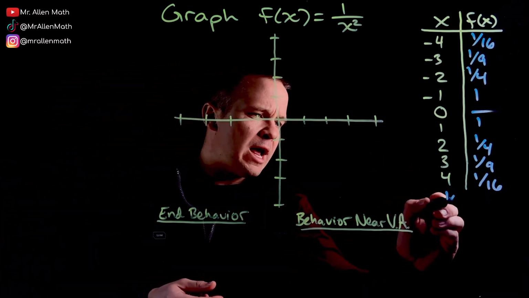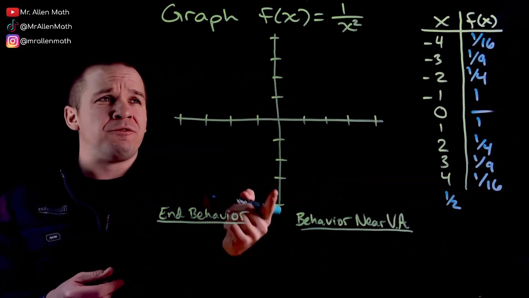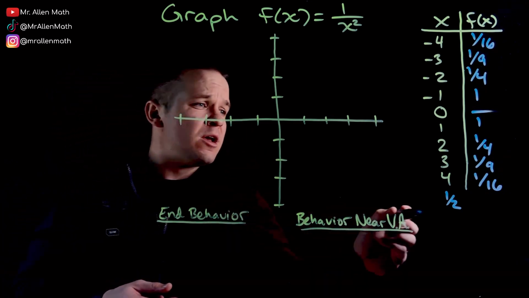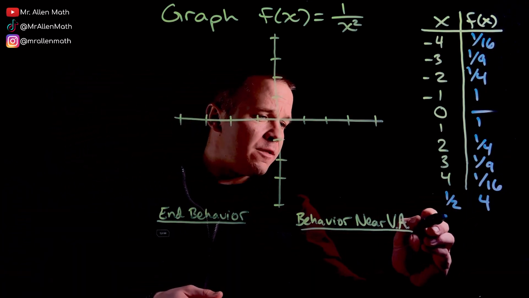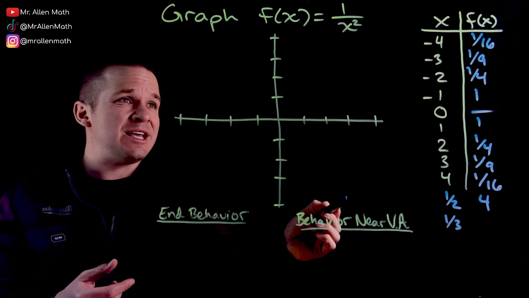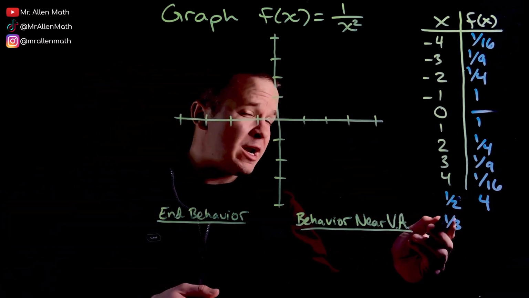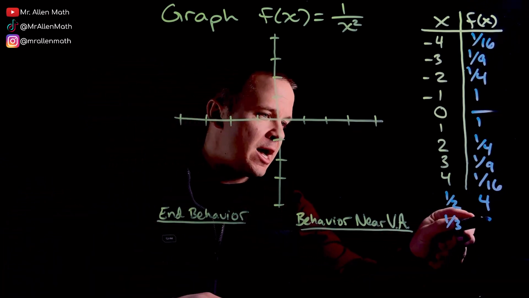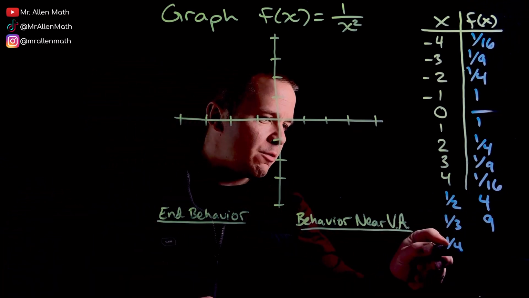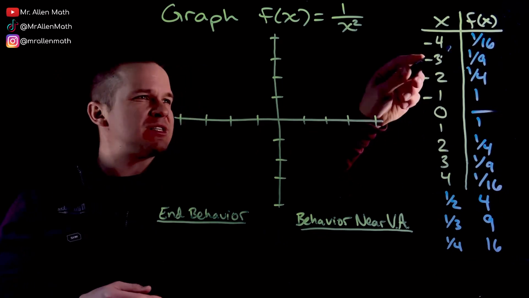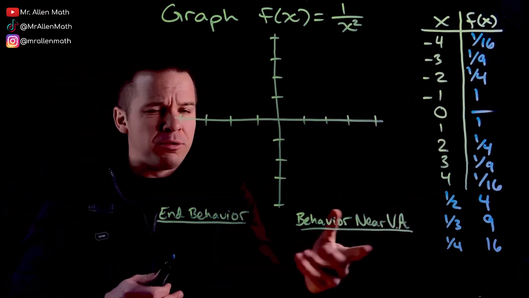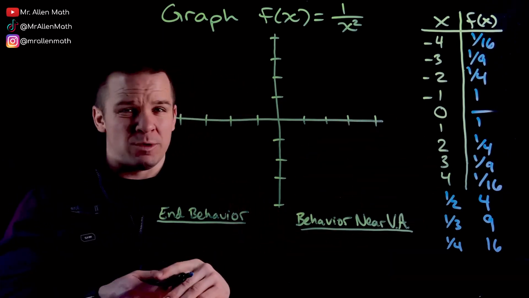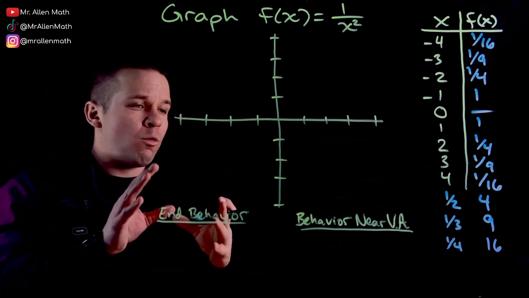If I plugged in 1/2, 1/2 squared is 1/4, and then 1 divided by 1/4 is the same as 1 times 4 over 1. So I'm going to get an output of 4. And then 1/3, same kind of idea here, but I'm going to end up getting 1 over 9. So 1 divided by 1 over 9, flip it. We get 1 times 9 is 9. And then 1/4, I would get 16. So it works its way very similar to what you see going on there. And if I plugged in a negative, squaring it is going to make it positive. So I'm going to get the same outputs, whether I plug in positive or negative 1/2.